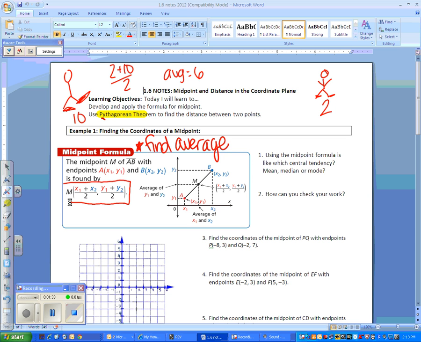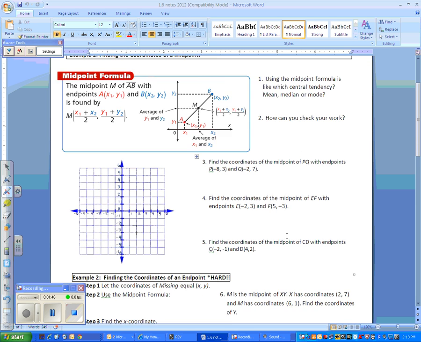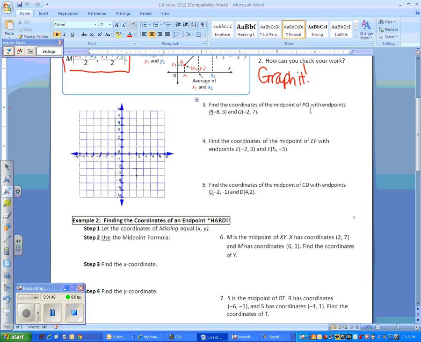This is important. Okay, so number 1, you should be able to answer. Number 2, how can you check your work? Graph it. I will always have graph paper for you if you need it. So let's try number 3. Number 3 says, find the coordinates of the midpoint PQ with endpoints. P is negative 8, 3, and Q is negative 2, 7.